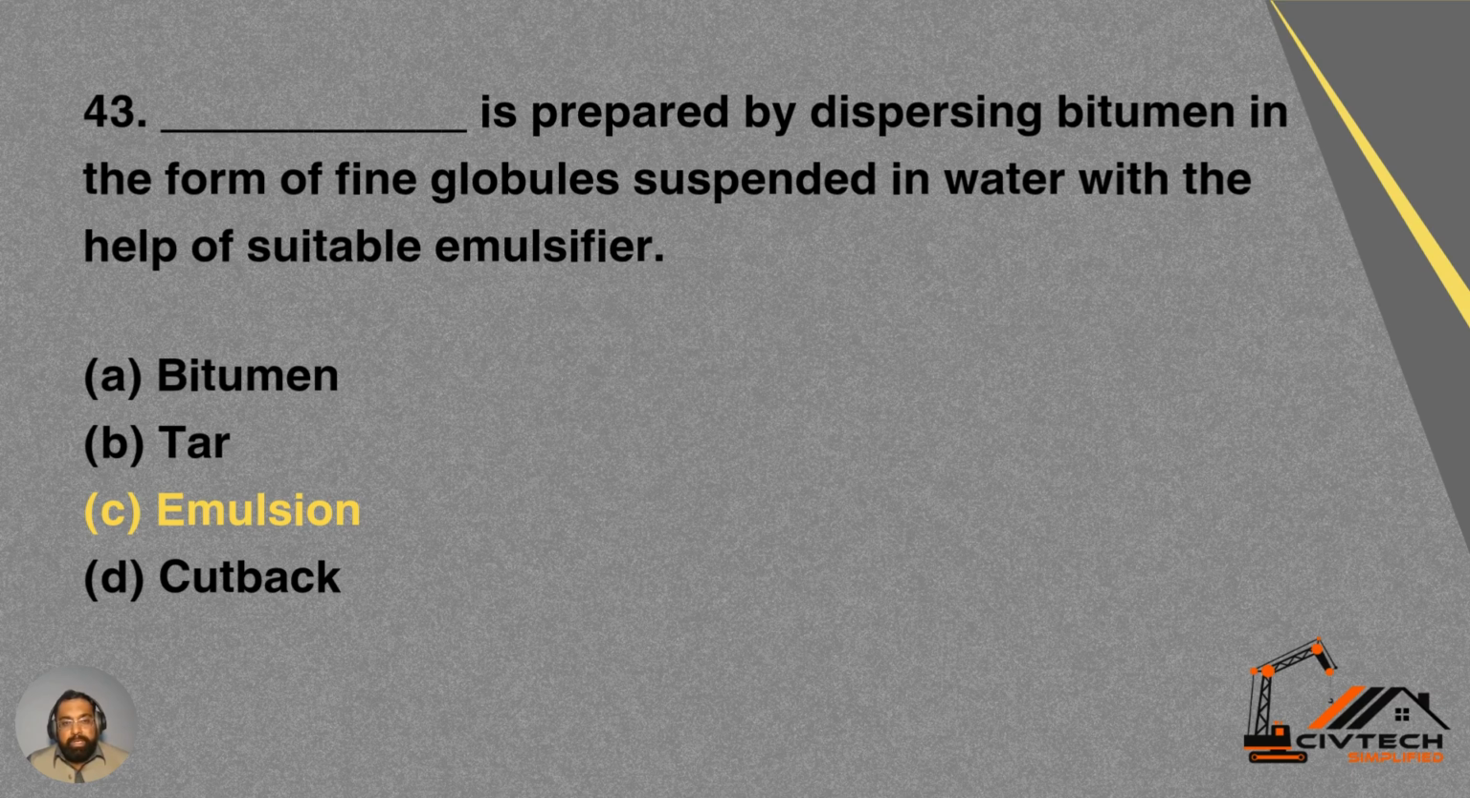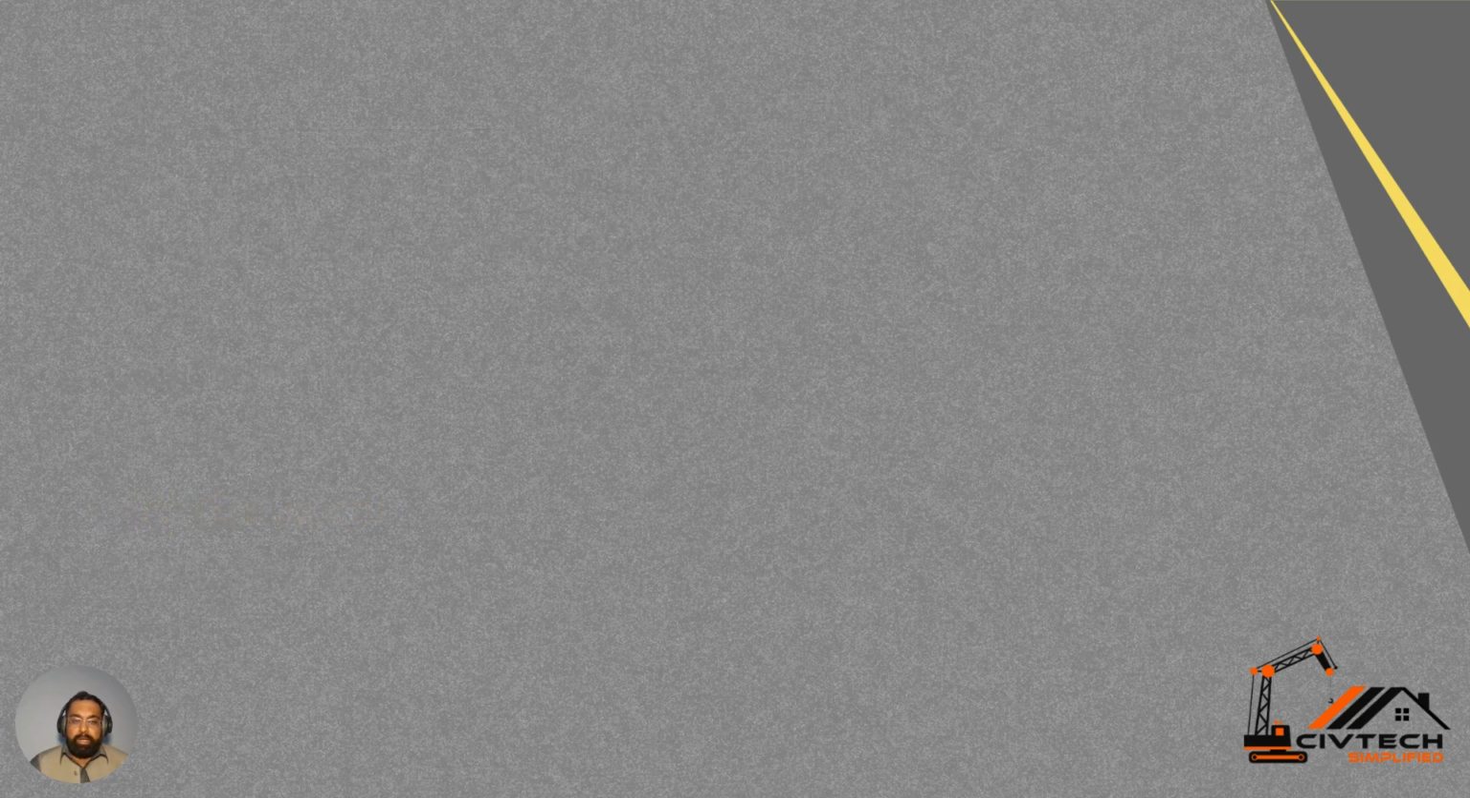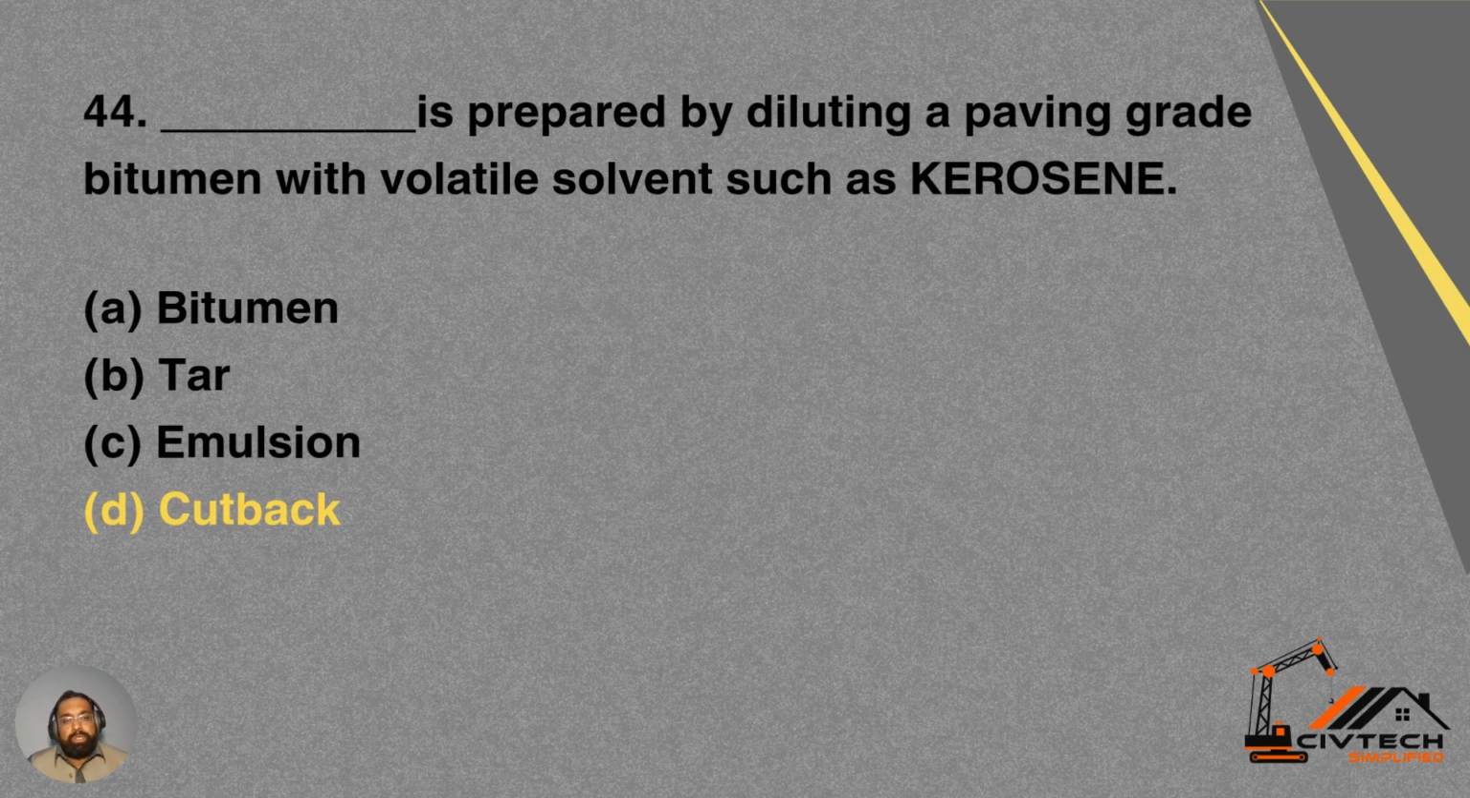43. Dash is prepared by dispersing bitumen in the form of fine globules suspended in water with the help of suitable emulsifier. Option A, bitumen. Option B, tar. Option C, emulsion. Option D, cutback. So it's emulsion. Emulsion is prepared by dispersing bitumen. So C is the correct answer.